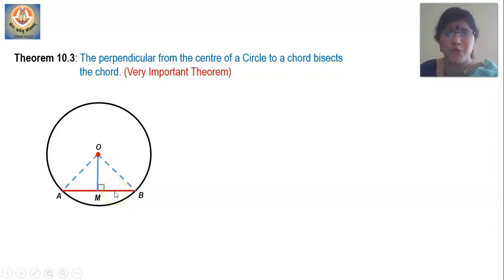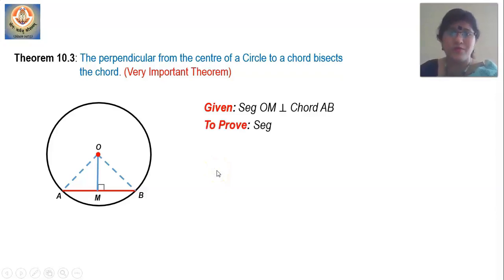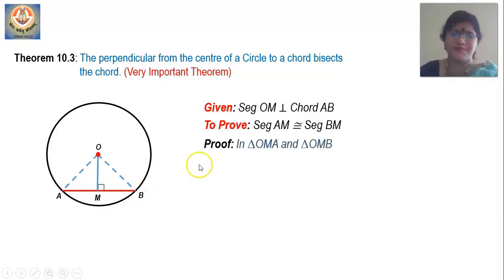But that is what you need to prove. A theorem will have given and to prove. So what do you think is given in this? Let us see. Seg OM is perpendicular to chord AB. And what is it that you need to prove? It bisects the chord. So to prove: seg AM congruent seg BM. And now the next part is the proof. So you'll take two triangles. Let us prove these two triangles congruent.